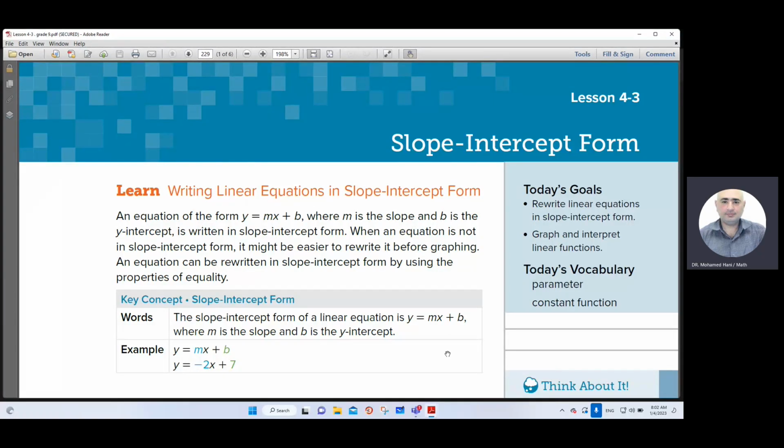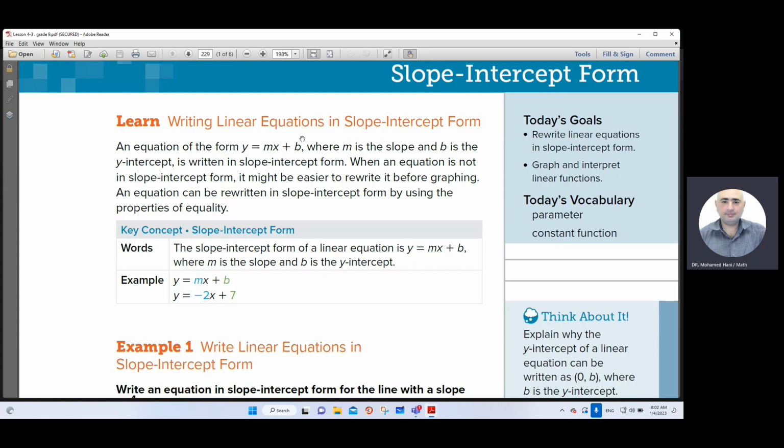We are in Module 4, Lesson 3, Slope Intercept 4. Today we want to continue our work from yesterday. In this lesson, we want to learn how to rewrite linear equations in slope-intercept form and how to graph and interpret linear functions. And in this lesson, we have new words: parameter and constant function.